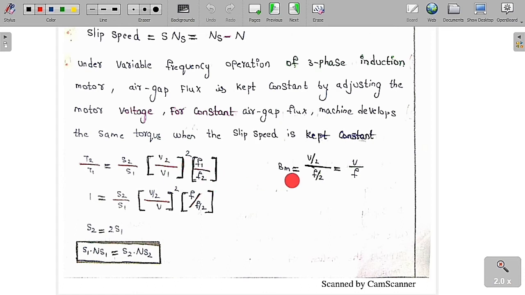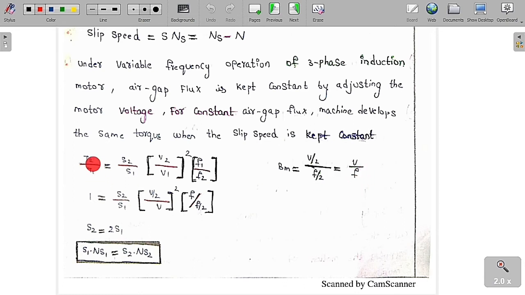I have already told you Bm is directly proportional to V by F. Suppose V is decreased to V by 2 and F to F by 2, then both change but the ratio V by F is constant. So Bm is always constant because we change the voltage and the frequency together, but the ratio stays constant. Constant flux density means constant flux. So it is constant V by F control.